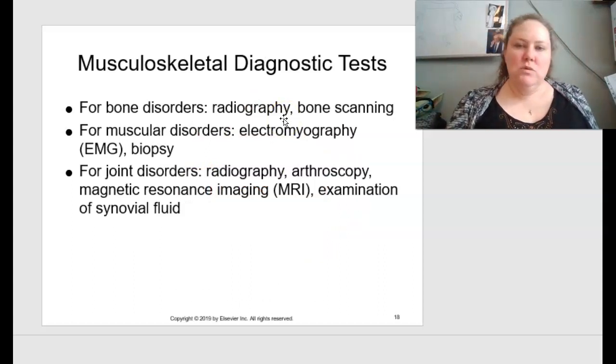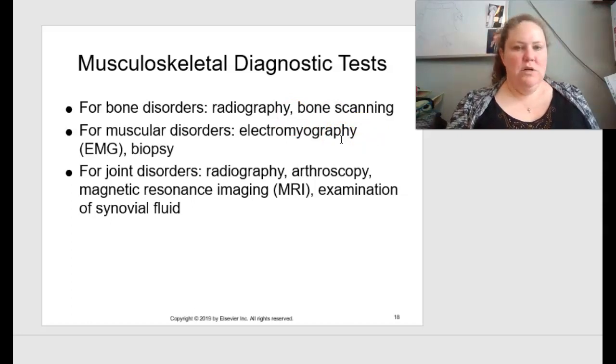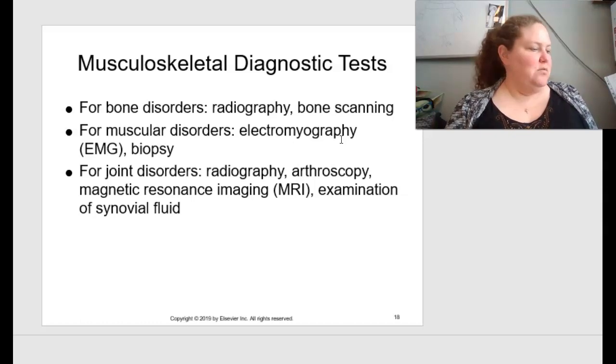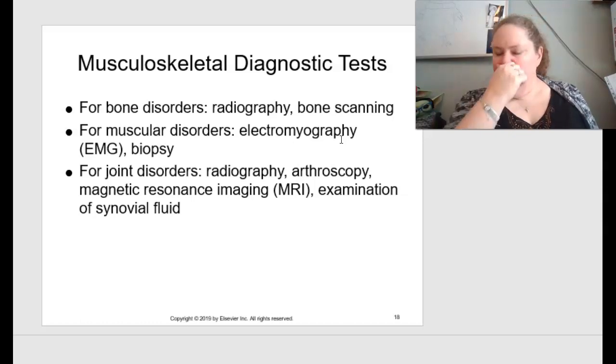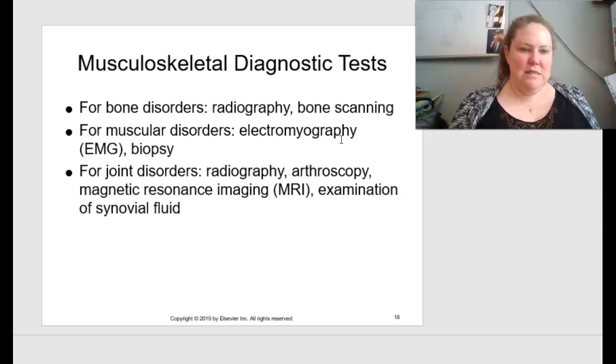So what about musculoskeletal diagnostic tests? Well, for bone disorders, we're going to use radiographs as well as bone scanning. For muscular disorders, we're going to use electromyography or EMGs, or a biopsy. And then for joint disorders, you're going to use, again, radiography, arthroscopy, MRIs, or examination of the actual synovial fluid itself.